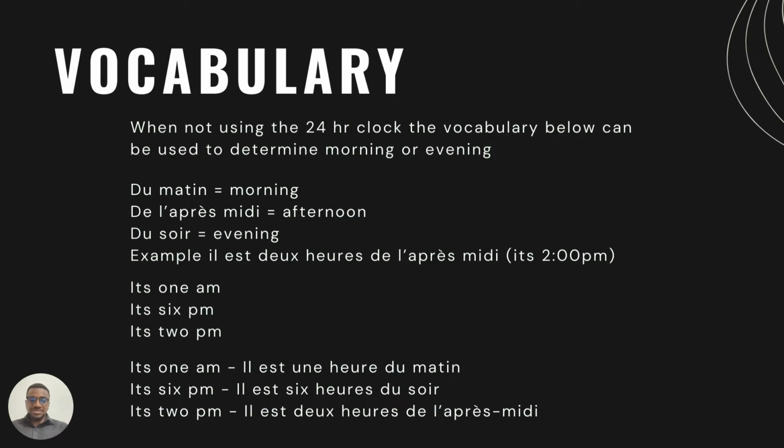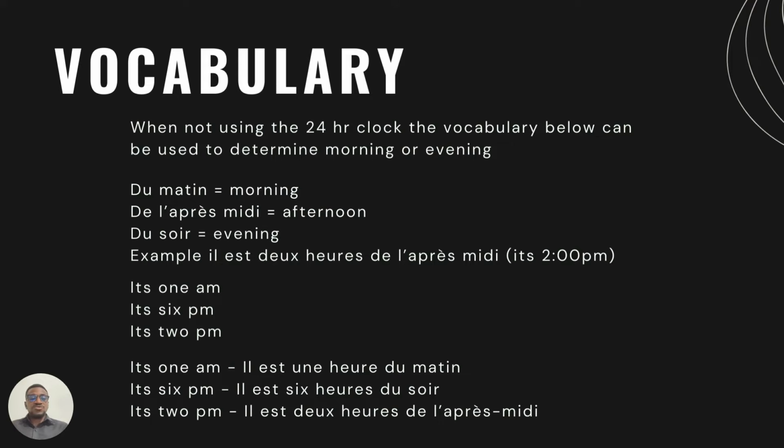Again, please try practicing these examples before you look at the answers. We have: it's 1 a.m., it's 6 p.m., it's 2 p.m. It's 1 a.m. becomes il est 1 heure du matin, because it's in the morning. It's 6 p.m. is il est 6 heures du soir, because 6 p.m. is no longer afternoon, it's now in the evening.